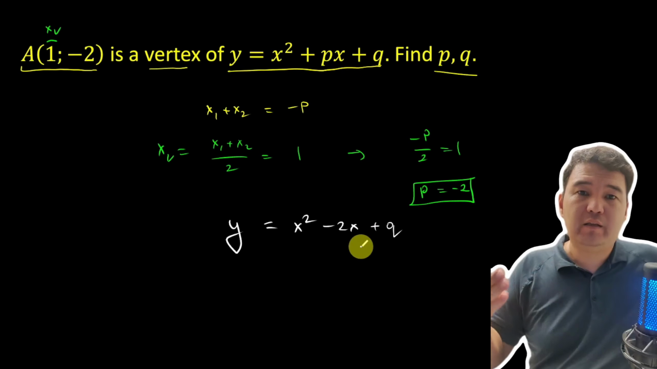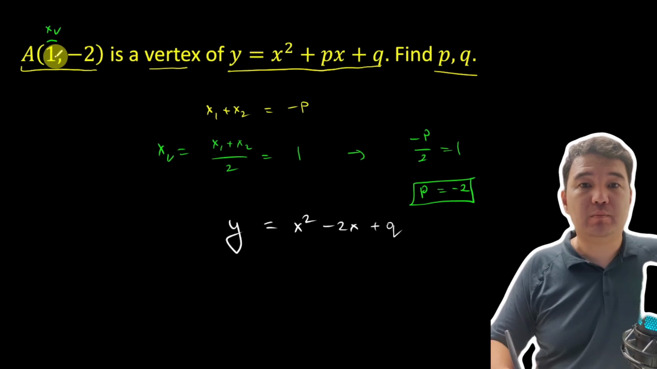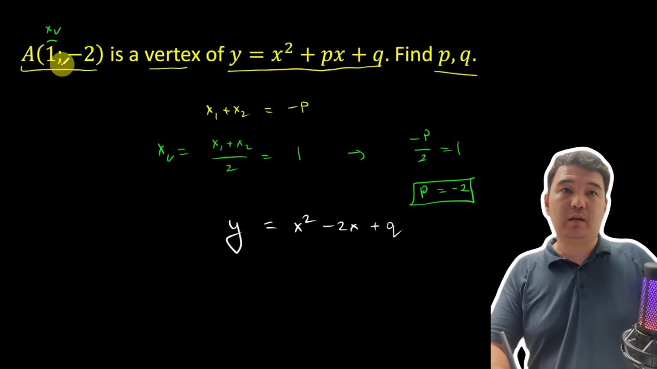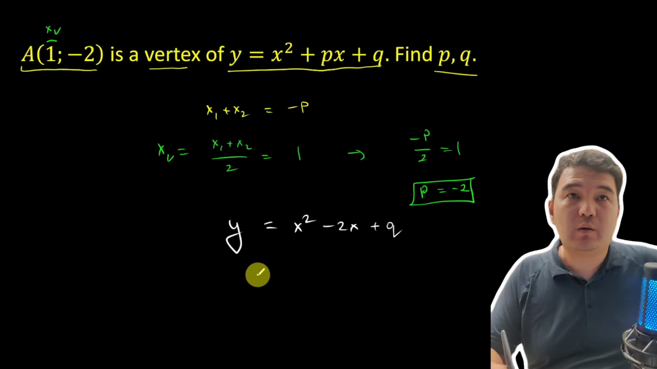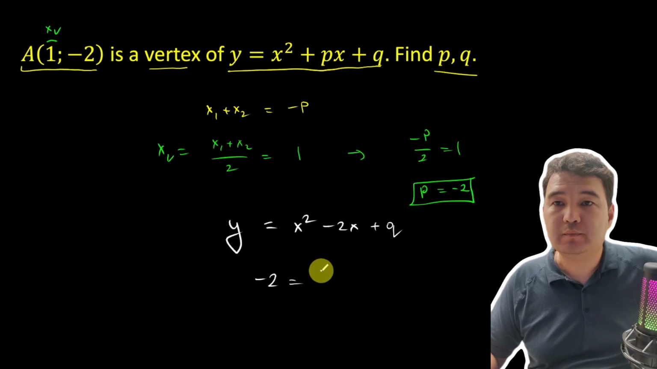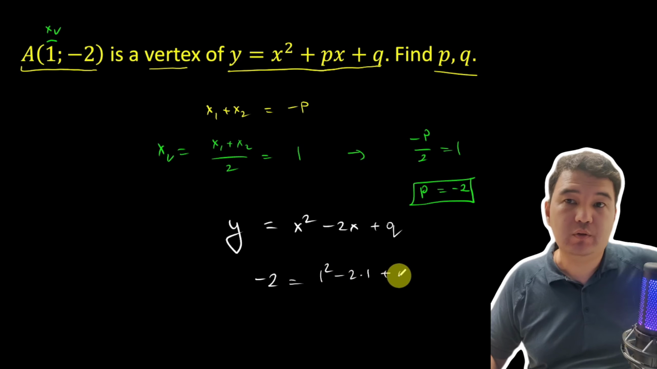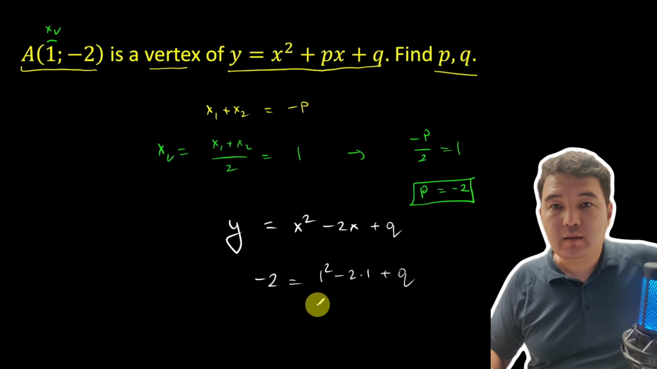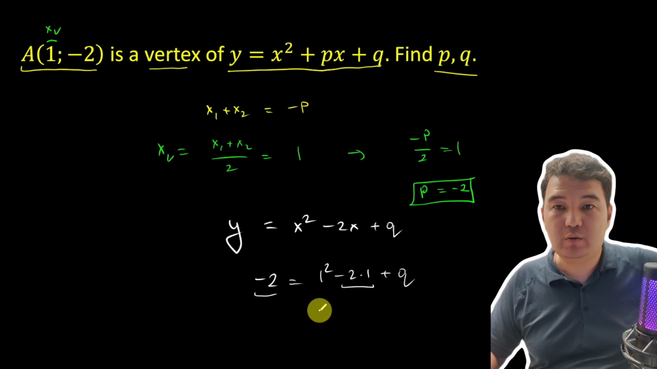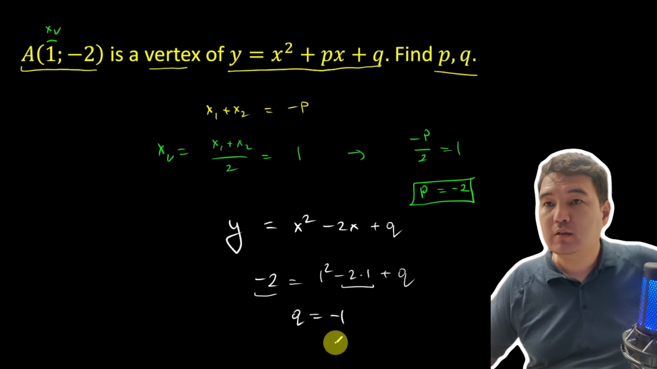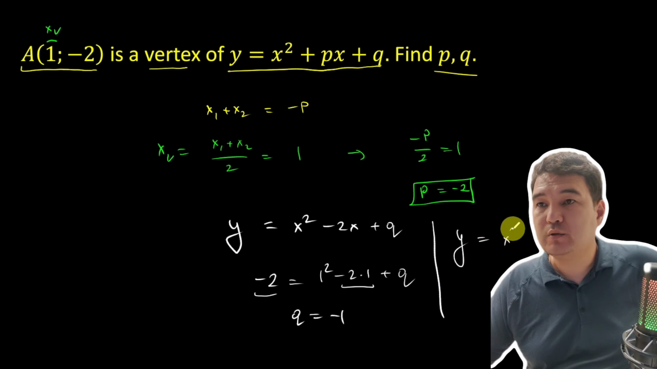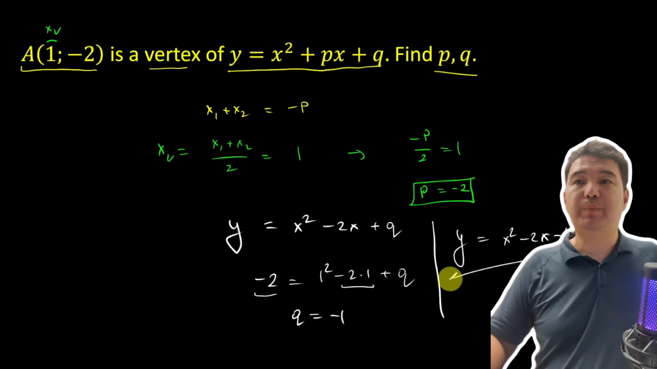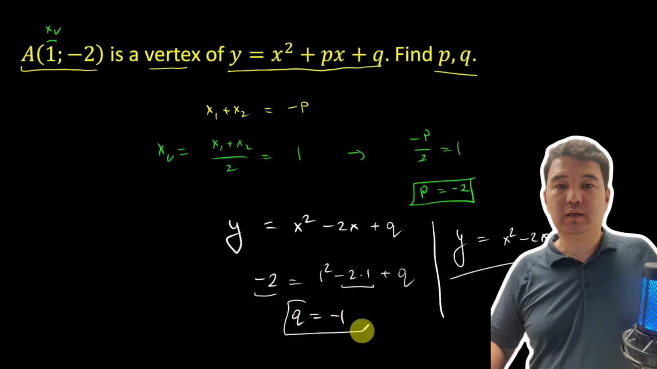In order to find q, you can plug in this vertex point because it's a point on the parabola. When you plug this point into the parabola, you should get equality. So if I plug in y is negative 2, x is 1, and we don't know q, this equality should hold. Then this negative 2 and this negative 2 on both sides cancel out, and q is negative 1. So that means my parabola is x squared minus 2x minus 1. So p is negative 2, q is negative 1.